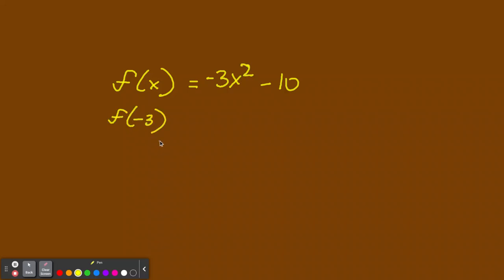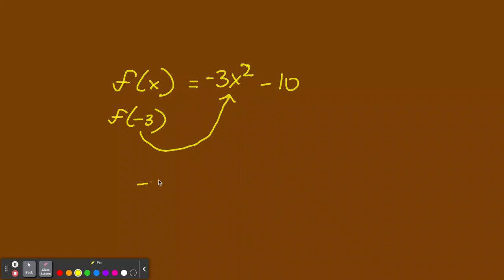So with functions, you have f of x, right? Let's say f of x equals negative 3x squared minus 10. And they ask you, what would be f of negative 3? So that's a question that appears a lot. And all you have to do is take that negative 3 and plug it in for x.